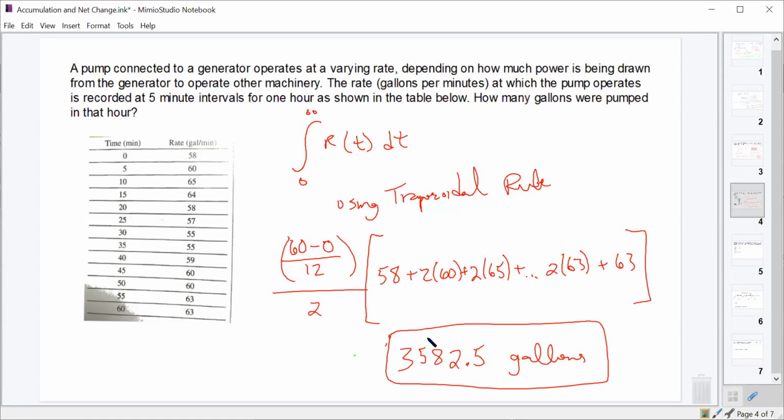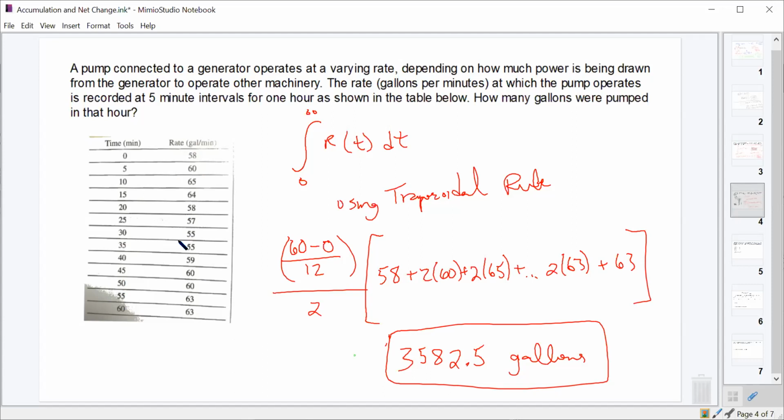We can say that it's going to be around 3,600, right? Both answers seemed reasonable enough, but we have 12 of these intervals, which is 60 total minutes, and it's gallons per minute. So 60 minutes at about 60 gallons per minute should be about 3,600 gallons.